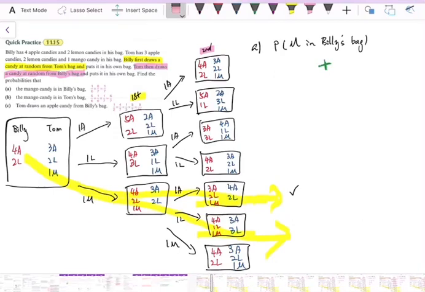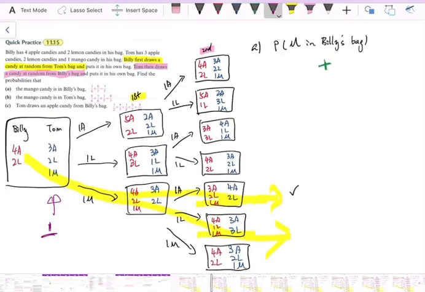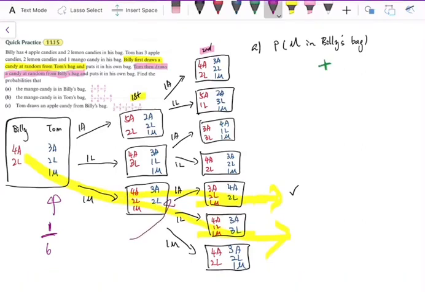Okay, so now let's take a look at the first pathway. I need to take 1 mango. So what is the probability of taking 1 mango? Consider here, total we have 6 of them, and then I take out 1 mango. The probability will be 1 out of 6. Got it? So second, I need to take out 1 apple flavor. The apple flavor comes from Billy's bag. So total there are 4 apples, and we take out from 7 of them. So the probability will be 4 out of 7. So we write it down as the first pathway.